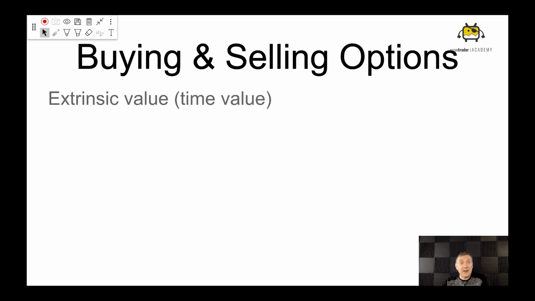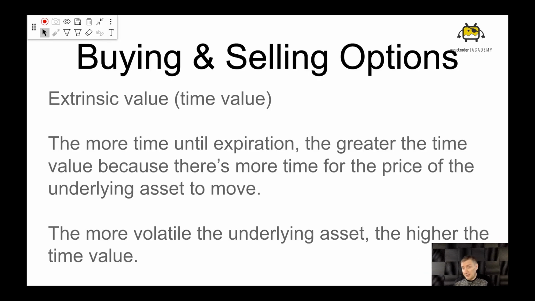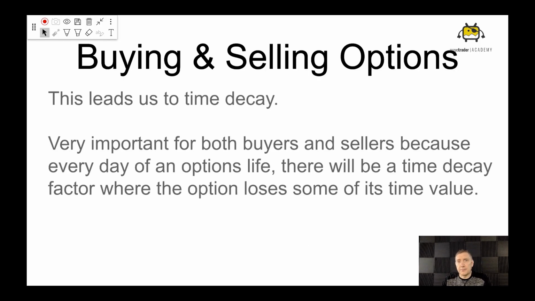And then we have the extrinsic value, which we also call the time value. And the more time until expiration, the greater the time value because there's more time for that option to move around and become in the money, right? Plus, the more volatile an asset is, the more it's moving like crazy, the higher the premiums, the higher the time value. If you think about it as a seller, you're not going to sell something for a low premium when it's moving all over the place. You want premium cash for that premium, which then leads us into time decay, which is extremely important for anybody whether you're buying or selling options, because every single day of an option's life, there is time decay.